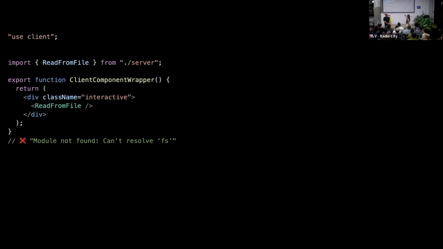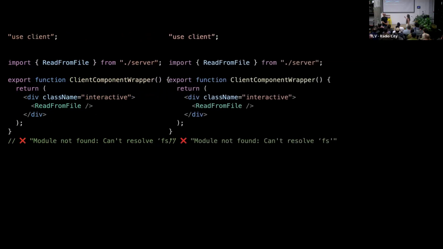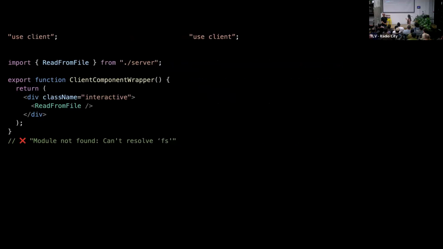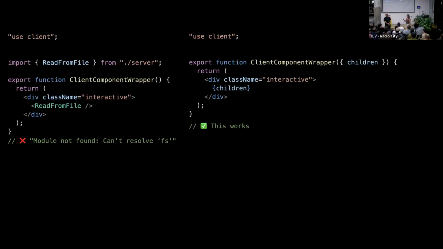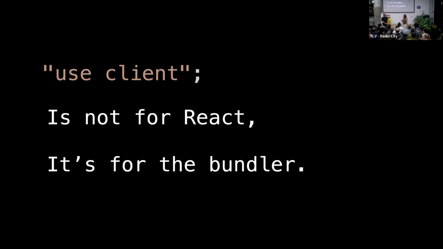So the client component was rendering read from file, and then what we did was replace read from file with children. But as we said, children could have been named potatoes. It doesn't matter. It's not really about using children as much as this single line. The fact that we removed the import of read from file from the client code, that is what made the difference. Because the truth about use client is that use client is not for React to use. use client is for the bundler.